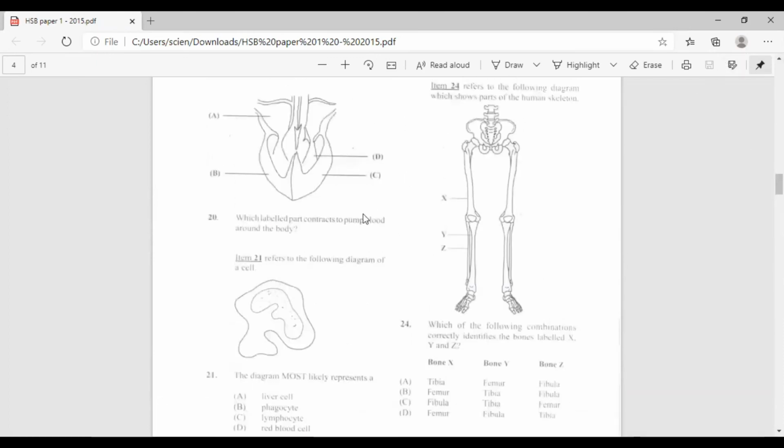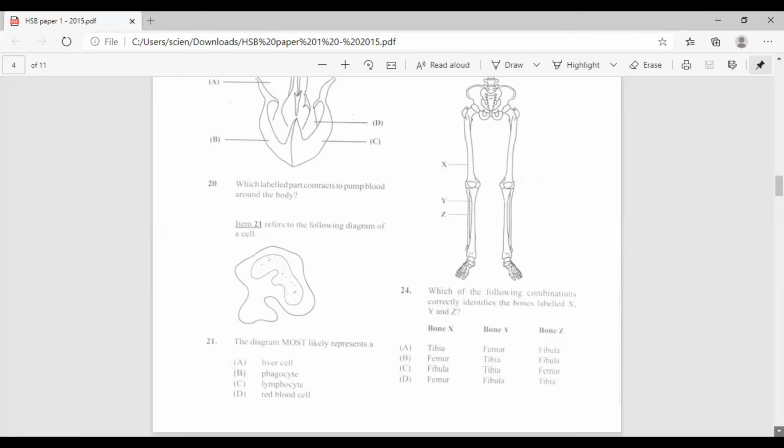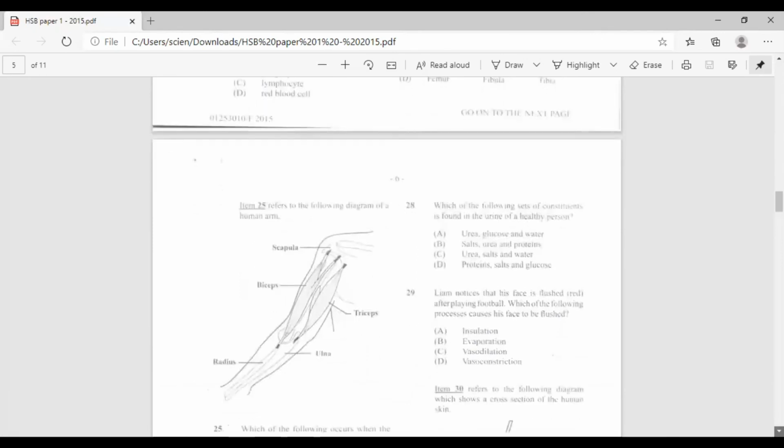All right, so we're looking at the bone. So X, if we look at it, X has to be the femur. All right, so X is the femur, and then Y is pointing at the bigger bone. So Y is the tibia, and then Z, the smaller bone, is the fibula. So that would be B, femur, tibia, fibula, in that order. So 25.